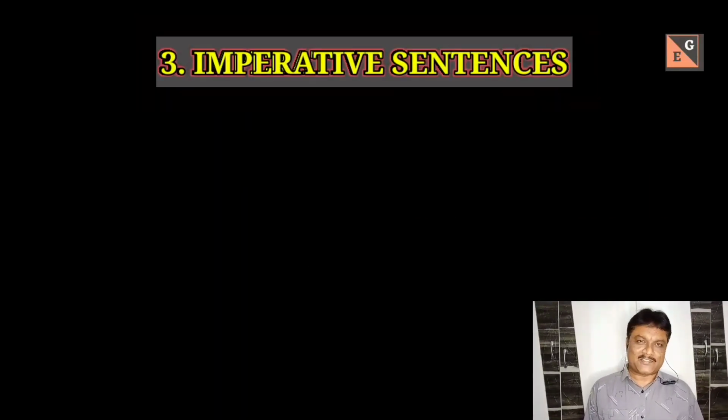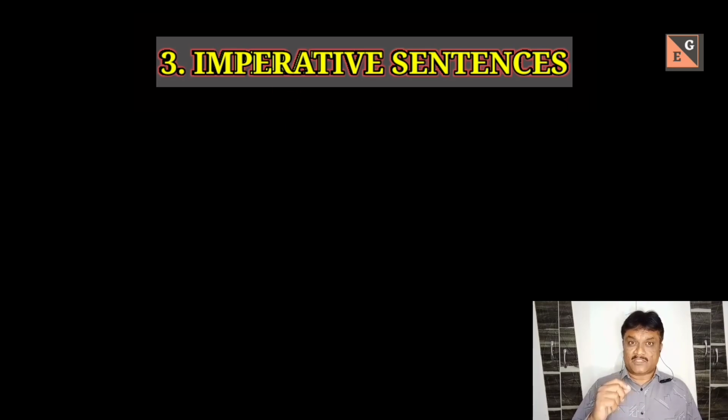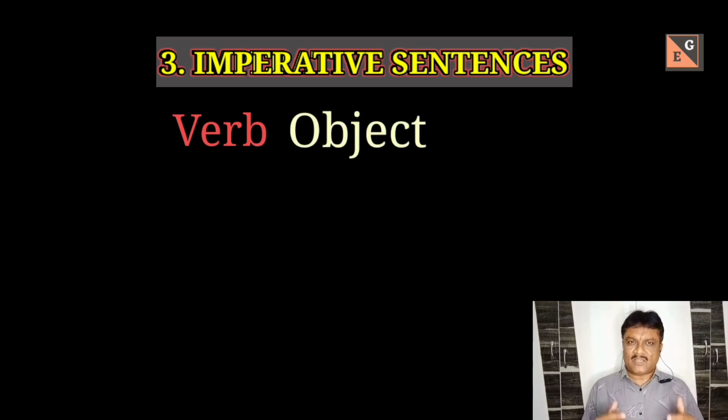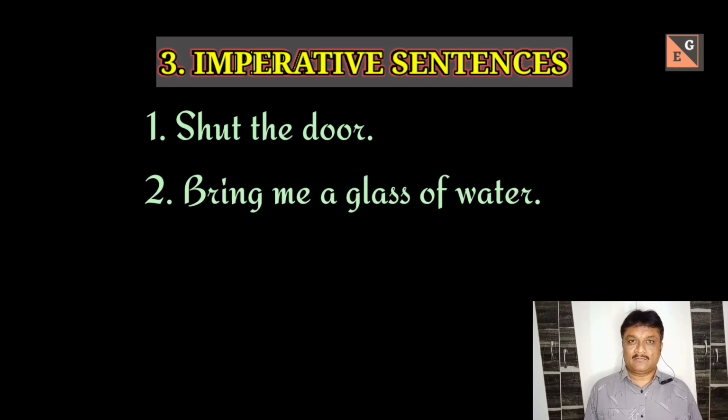All the best. Well, friends, let's see the third form, that is imperative sentences. Imperative sentences are used to convey orders, commands, and requests. These sentences always begin with a verb, followed by an object. The subject is present in these sentences, but it is hidden, and the subject is always you. We'll see some examples. Shut the door. Bring me a glass of water.